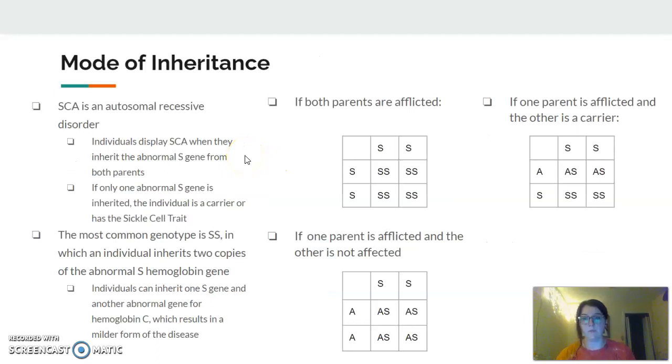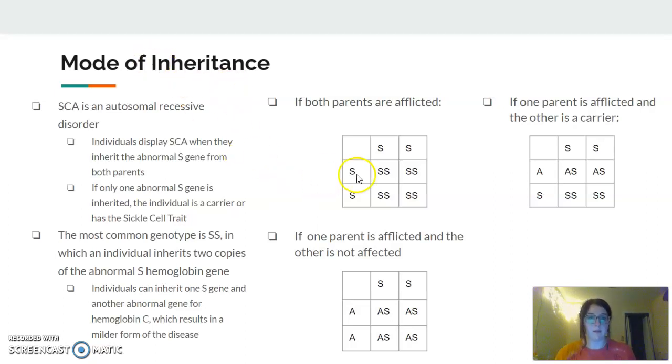So as I stated before, sickle cell anemia is an autosomal recessive disorder. This means an individual must inherit 2 copies of the mutated gene, one from the mother and one from the father, in order to be afflicted with the disorder. So if only one abnormal gene, called the S gene, is inherited, then the person is a carrier instead of being afflicted with it. So the only genotype for sickle cell anemia is SS, and that's where they inherit both copies of the S gene.